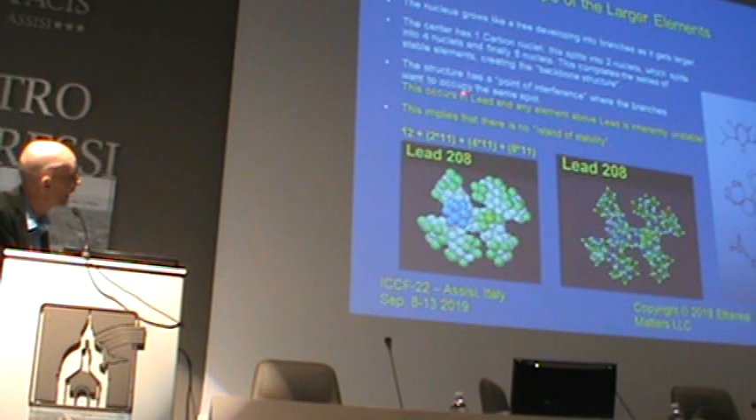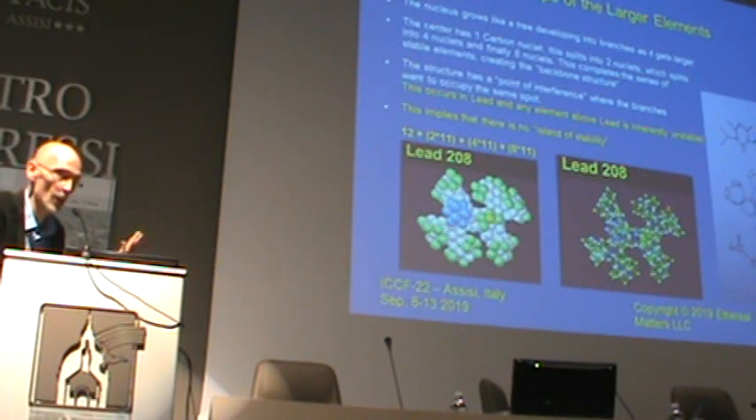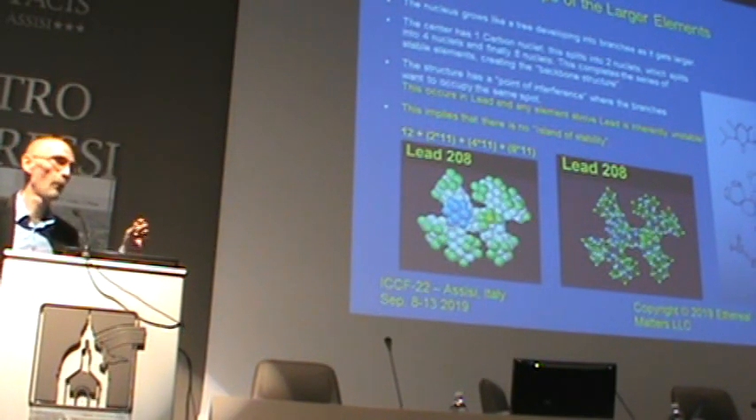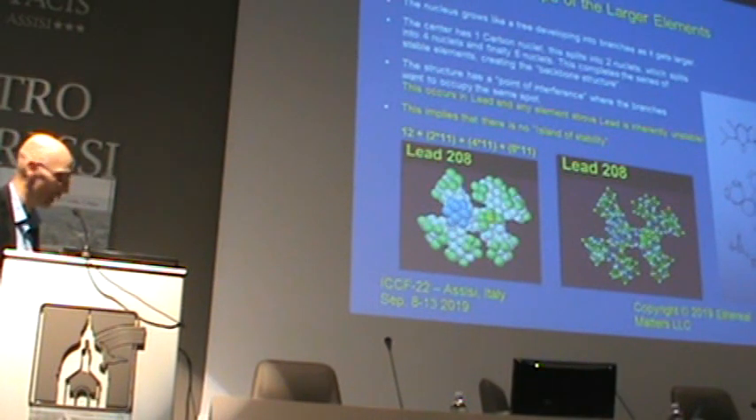Another important point is that there is a point of interference where the branches want to occupy the same point. Here the carbon nucleate is blue, and on this side, that's where the next carbon nucleate should be growing. However, they are so close to each other that they will interfere, hence instability. That means lead is the last, that's bismuth, is the last stable element. If you follow this logic, that means every other element after that is, per definition, unstable. That means also we conclude there is no island of stability.